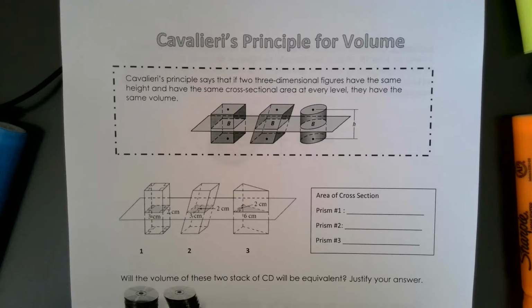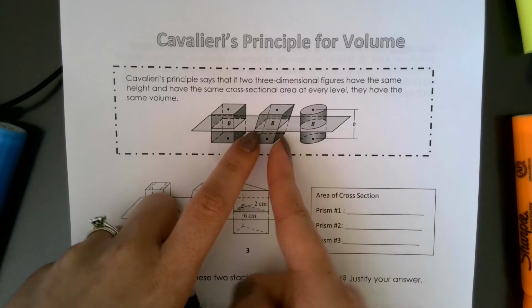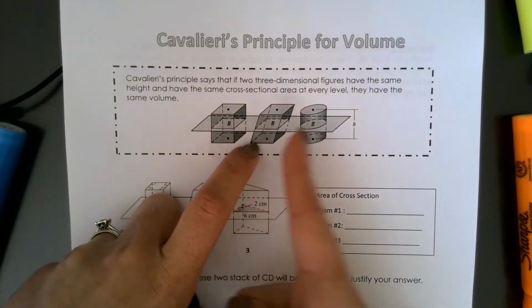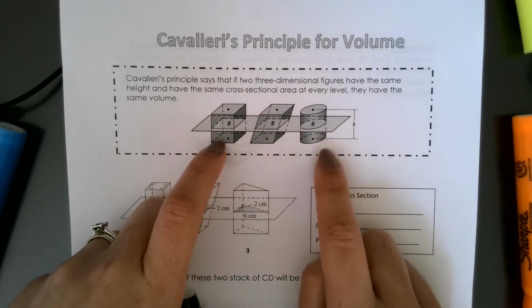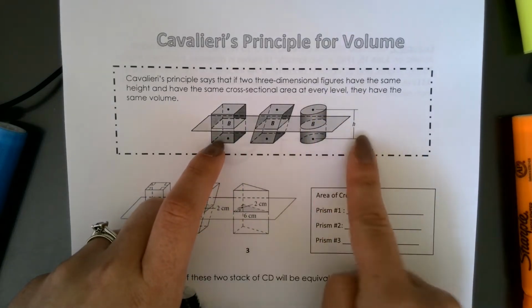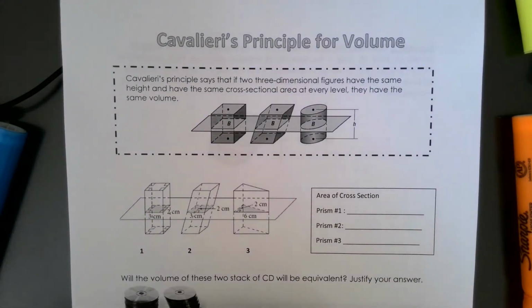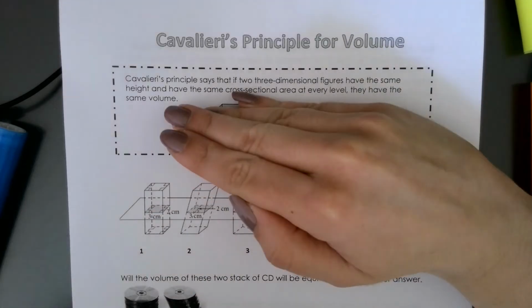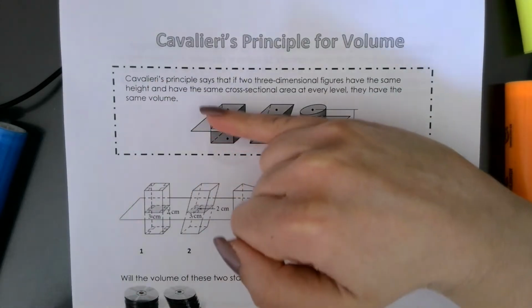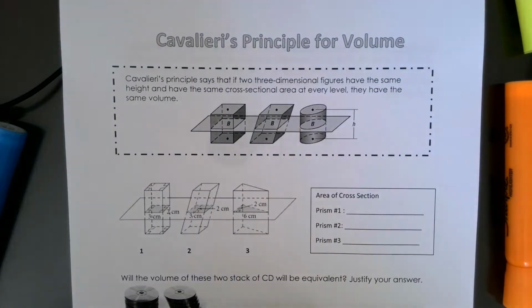So you notice here, this one is straight up, this one is slanted, which is called oblique, and this one right here is also straight. If they have the same height, which they all do right here, and the same cross-sectional area at every level. So what is a cross section? Basically it just means a plane intersects your solid. See this plane right here? It slices right through it. So if you have any level of that, if those areas are equal, they all have the same volume.